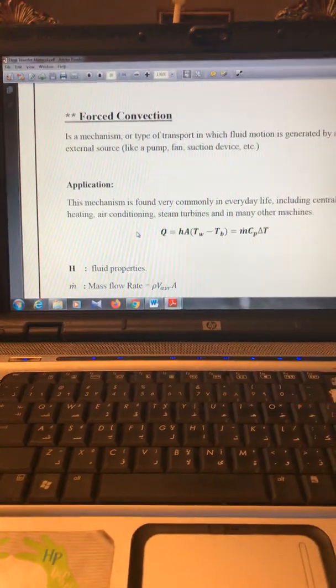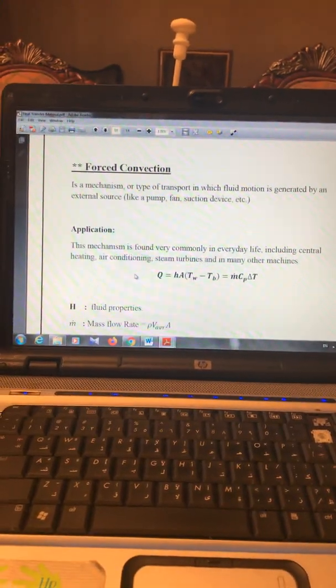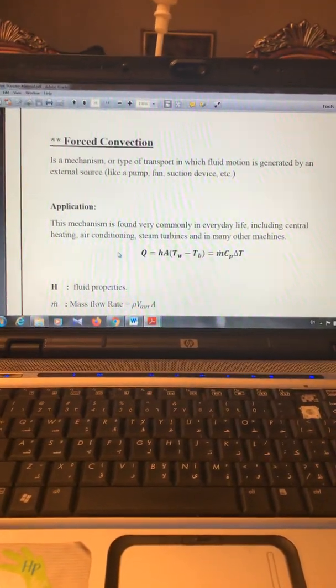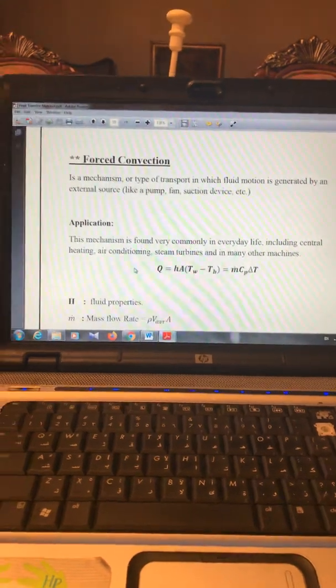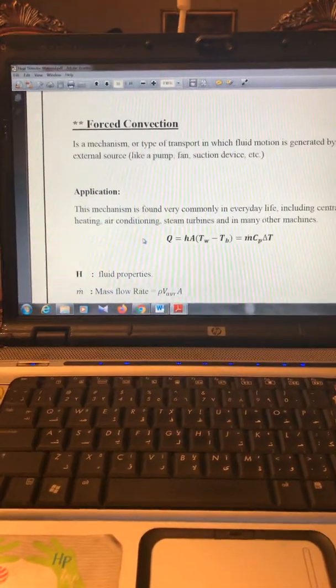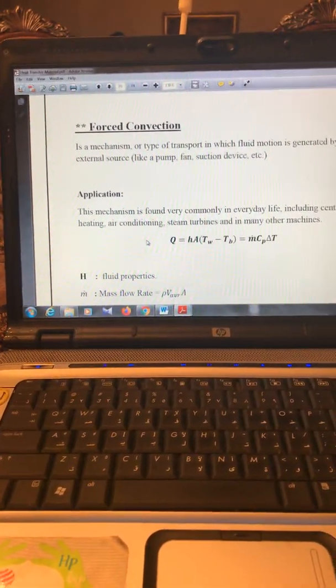Today will be the last lecture, or the last part, in the heat transfer material. It is forced convection. What is the meaning of forced convection? That we force the air, we force the liquid, to flow through the pipe or to flow through the atmosphere.